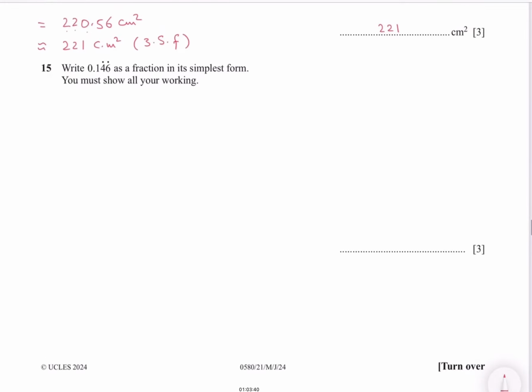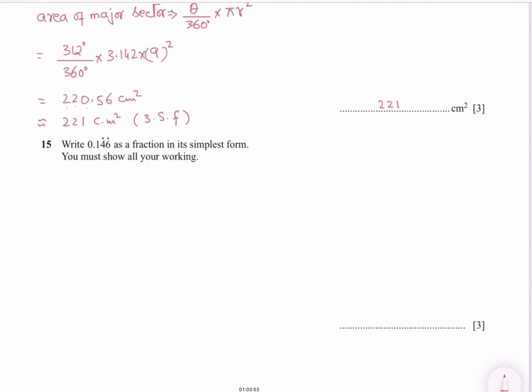Write 0.146 as a fraction in its simplest form. You must show all your working. So 4 and 6 got 2 dots. It means it is a recurring decimal. Means 0.1464646 and so on. So to work with this type of recurring decimal values, let us solve it.